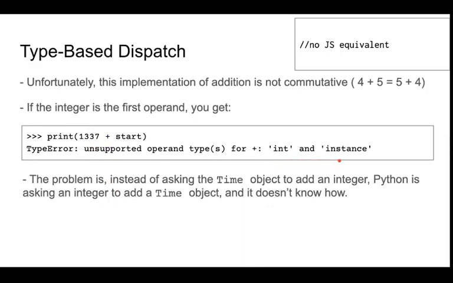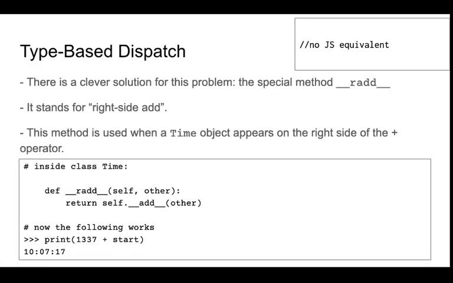Int and instance. Instance is your custom-made type. So the problem is, instead of asking the time object to add an integer, Python is asking the integer, that built-in class, the integer class, to add a time object, and it doesn't know how. To get around that issue, in Python there's a special right add method, and that's this special method, __radd__, R-A-D-D. That handles the case where a time object appears on the right side of an operator.